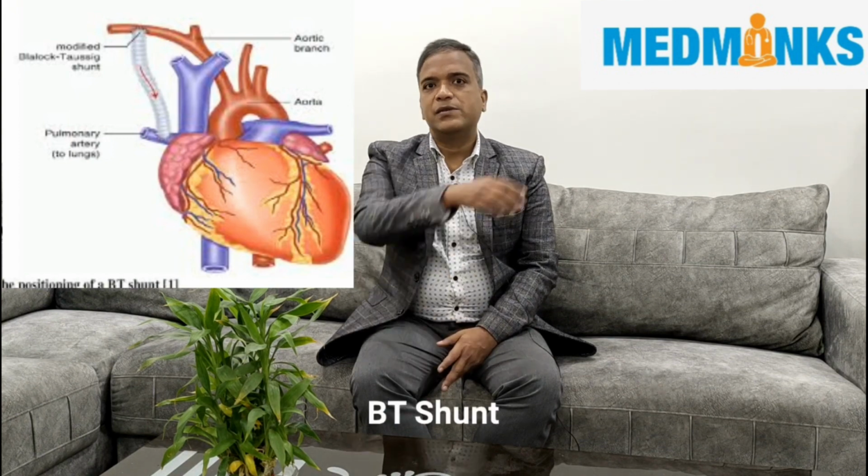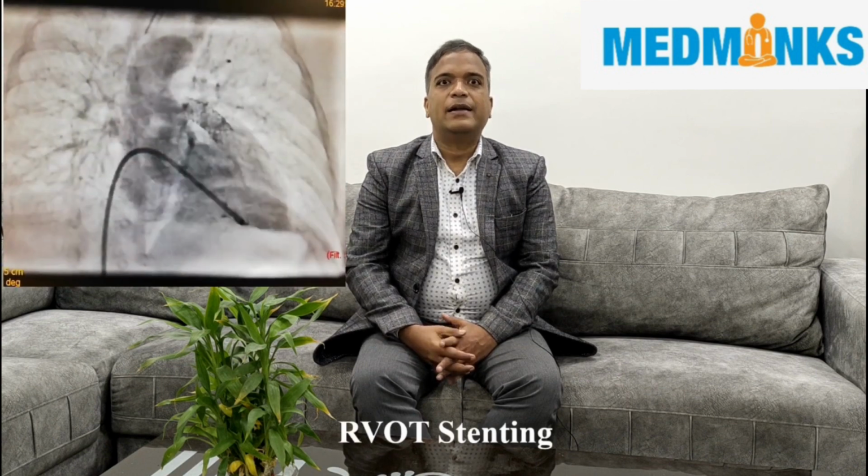One option is surgical, known as the BT shunt, in which we have to open from the back. We put an artificial shunt from the major blood vessel of the heart, known as the aorta, to the pulmonary artery. Or another method is non-surgical, known as RVOT stenting. We put a stent across the narrowing noted in the pulmonary artery so that the blood supply to the lungs will increase.